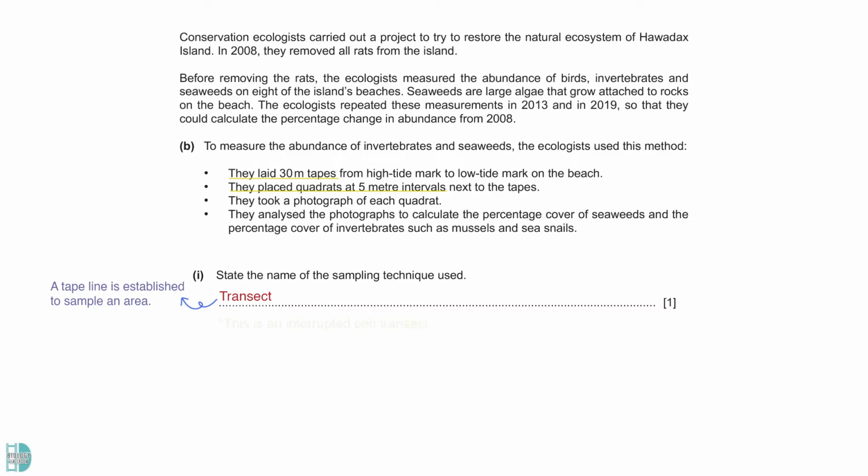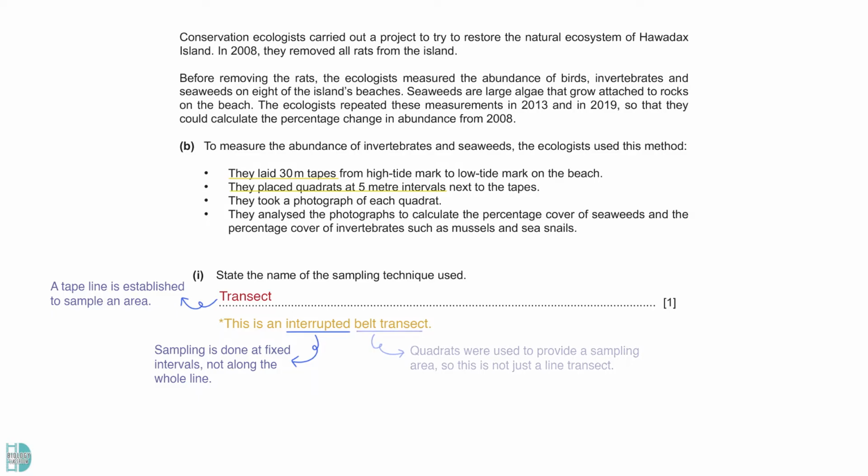To be more specific, it is an interrupted belt transect. Interrupted refers to the fixed interval in which the sampling is done. It was not carried out along the whole line. It is a belt transect, as quadrats were used to provide a sampling area, so it is not just a line transect.